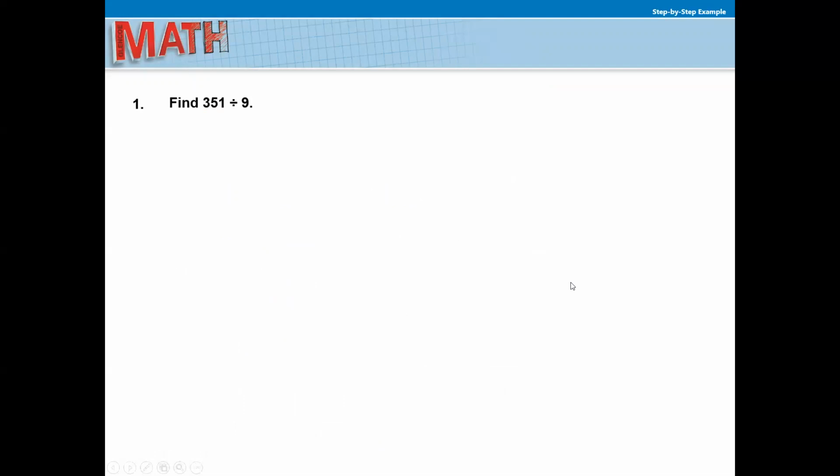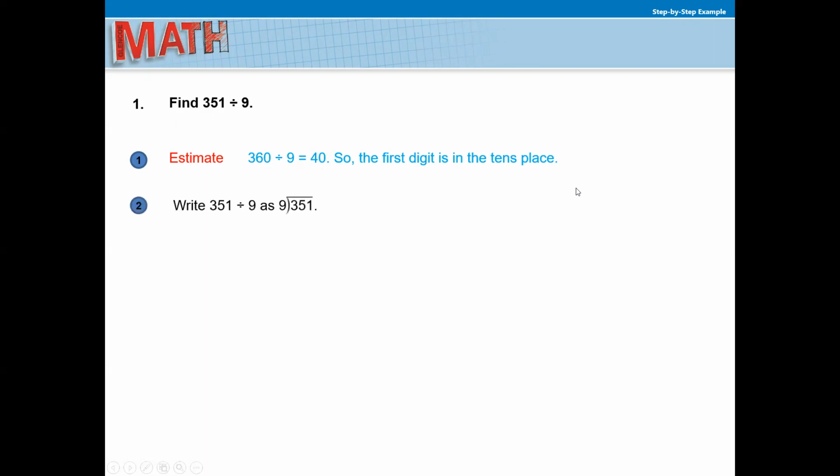Number 1, find 351 divided by 9. We're going to estimate 360, so they round it off to the nearest 10. 360 divided by 9 equals 40. 9 times 4 is 36, right? So the first digit is in the tens place.